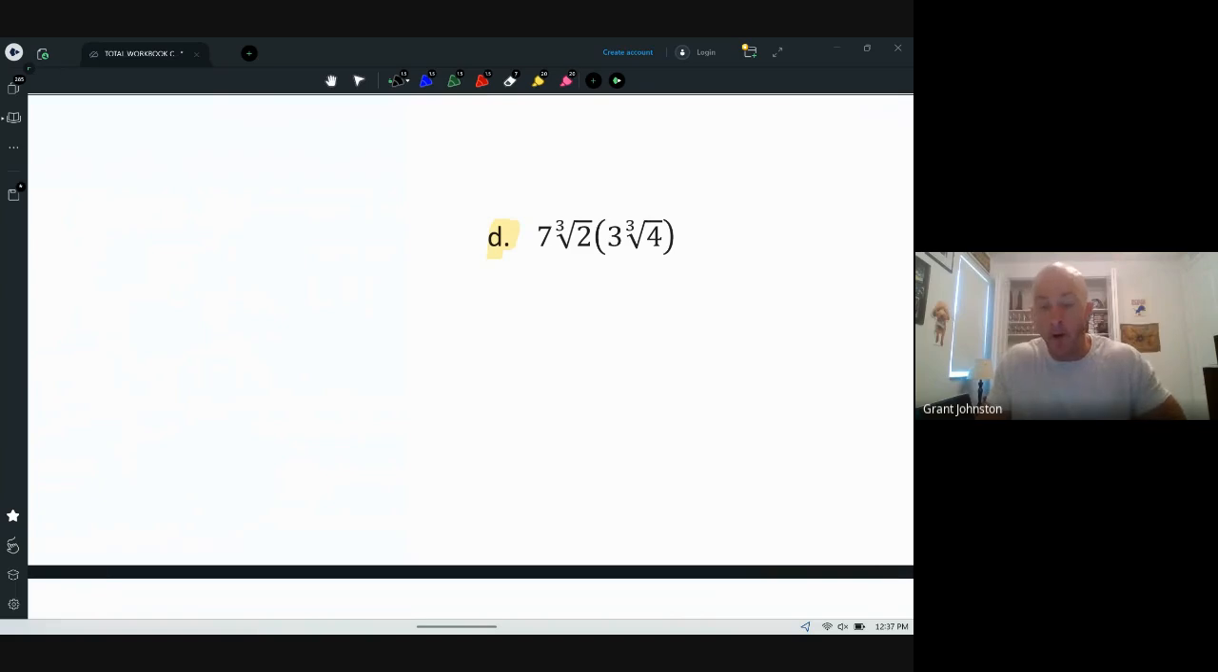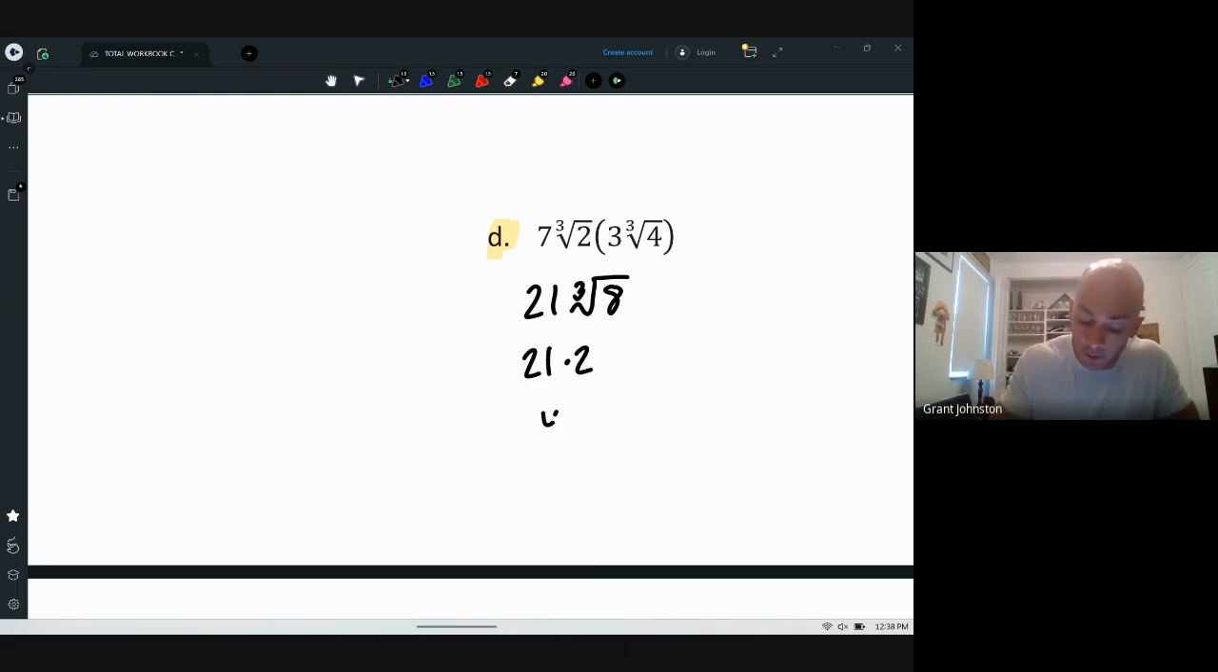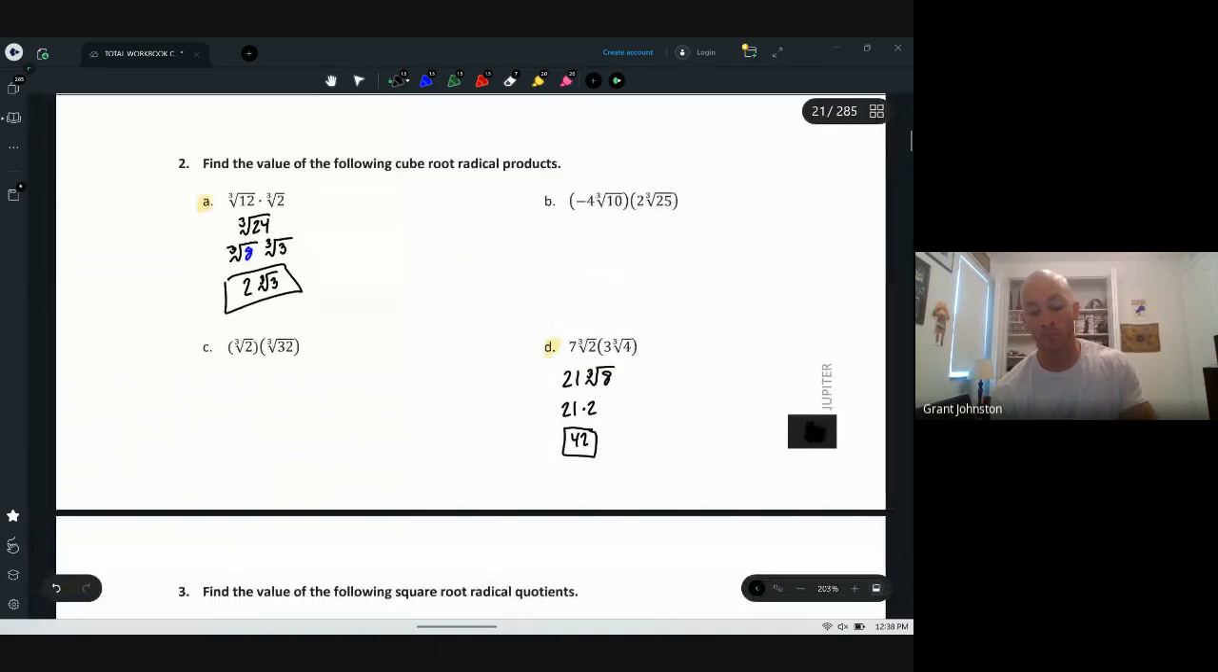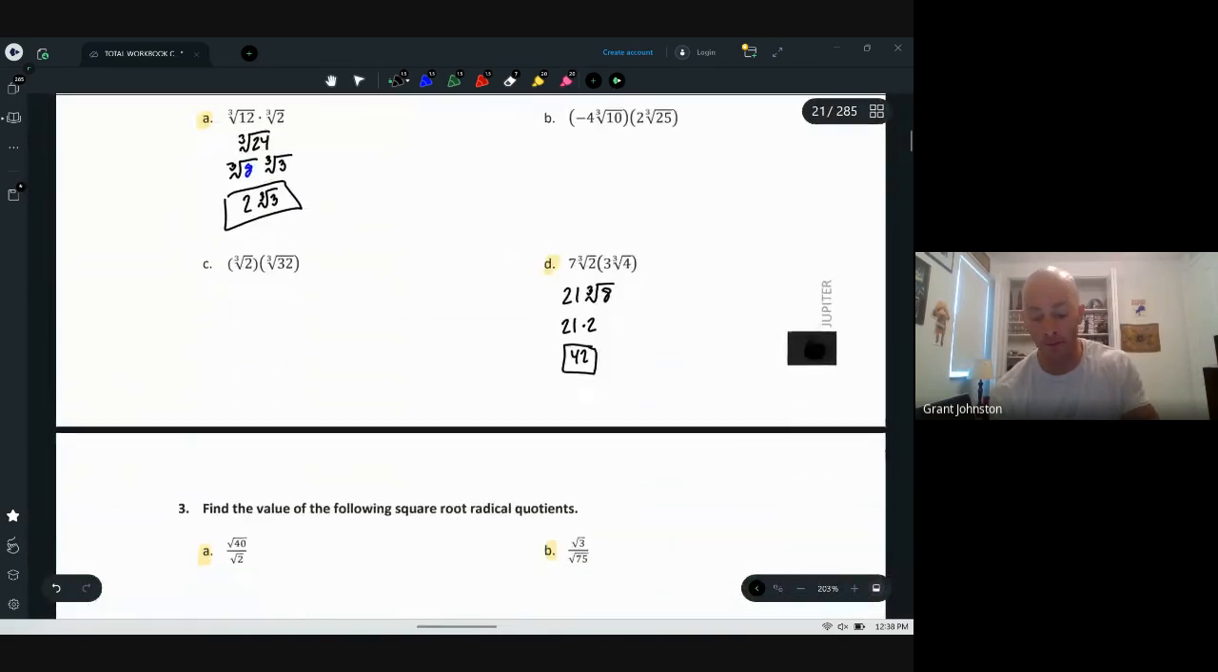D. We're going to do the 7 times the 3, which is 21. The 2 times the 4 is 8. So I have 21 cube root 8. The cube root of 8 is 2. So I can just do 21 times 2, which is 42. I didn't have to break up the cube root of 8 because it's a perfect cube. It simplifies to a whole number on that one. Sometimes that's going to happen. I'll let you do the rest of the products on this page.